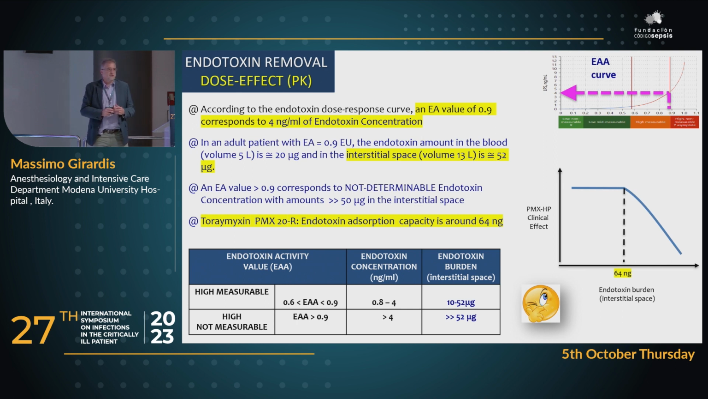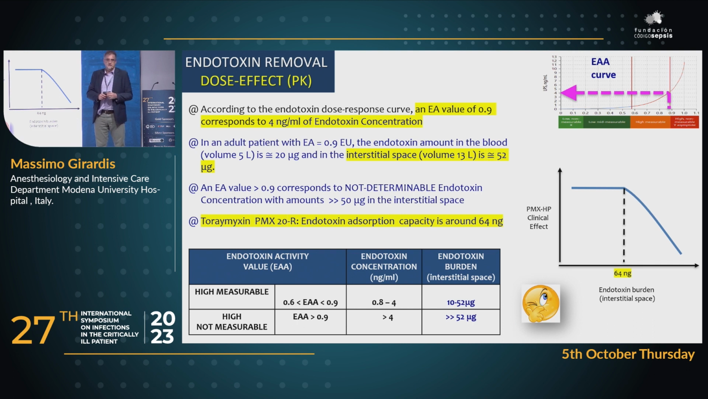What are the reasons? I think at the end of the story the reason is that probably we got the dose of the therapy wrong. You know that during the EUPHRATES trial, the indication was for 1 or 2 treatments with polymyxin-B hemoperfusion. But if you calculate, I think it's an interesting analysis.